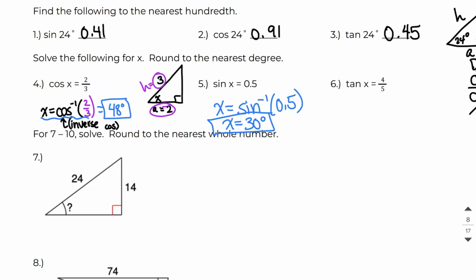Okay, go ahead and try the last one on your own. Pause, see how you do, and then come back to check your answer. Okay, so for this last one, I'm going to do inverse tan. To get the x out of there, I have to do inverse tan of 4/5.